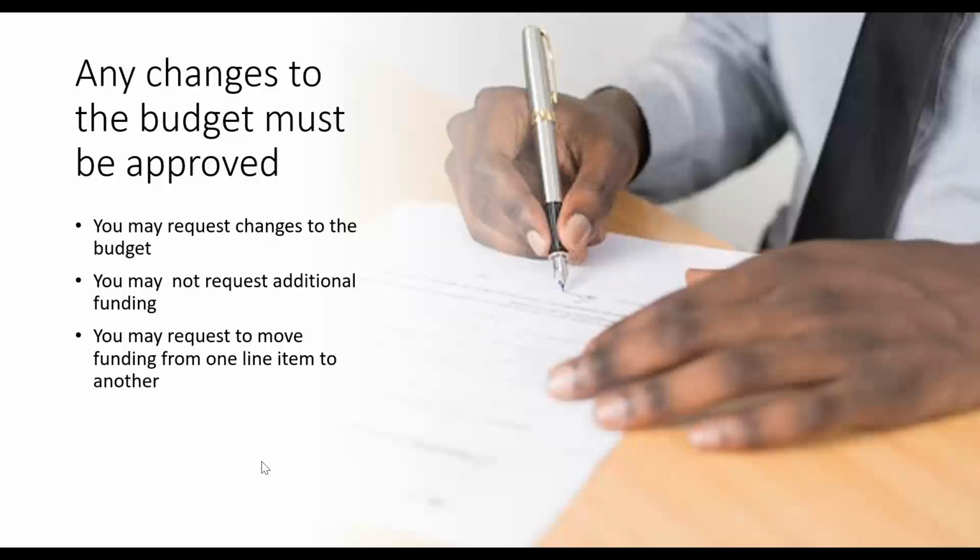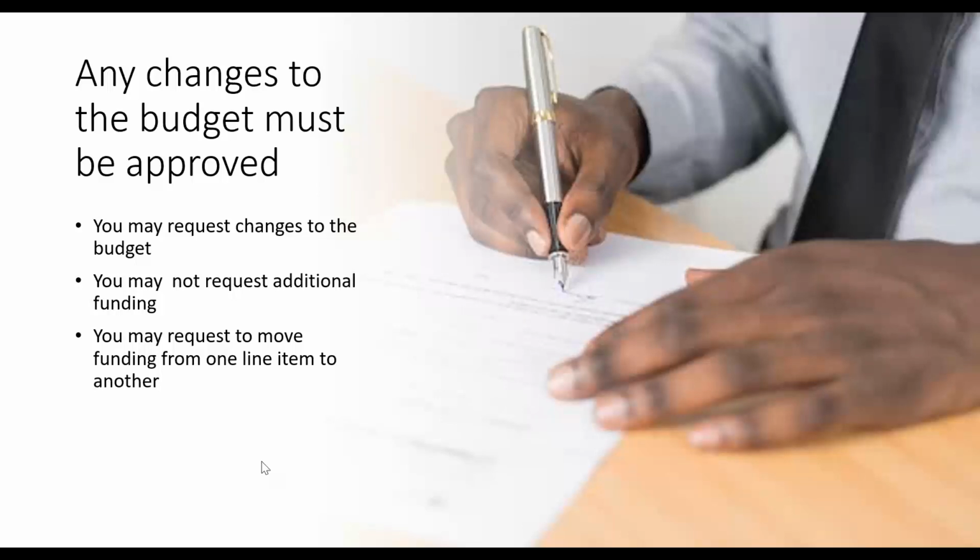And any changes to your budget must be approved. So you can request changes to your budget, but you may not request additional funding. So be very careful when you submit your budget that you are submitting appropriate amounts for all of your expenses. So for example, if you had submitted for $3,000 to repair your carpet and $1,000 for your refrigerator, and now it turns out that the carpet installation is less expensive than you thought, but the refrigerator expense is more, you can email us and ask, hey, can I shift items from line item to line item? But what you can't do is add additional things.